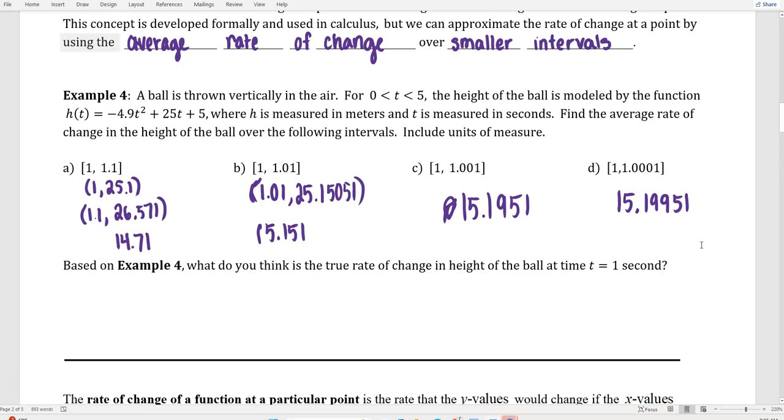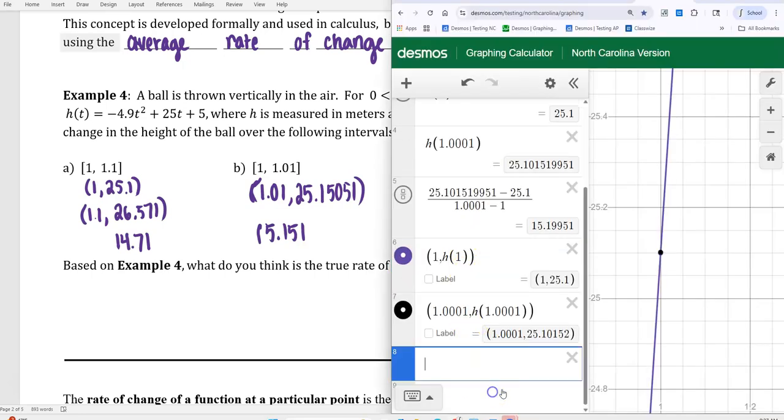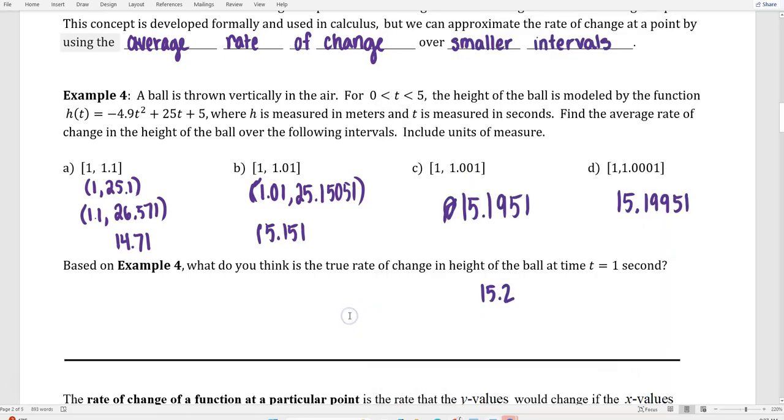15.2 would be my guess on what we've got here. Now, I also know that in calculus, this would be h prime of 1 that you don't know anything about yet, and it is, in fact, exactly 15.2. So we would have a really good guess there if we did that. So the rate of change there is 15.2 at that point.